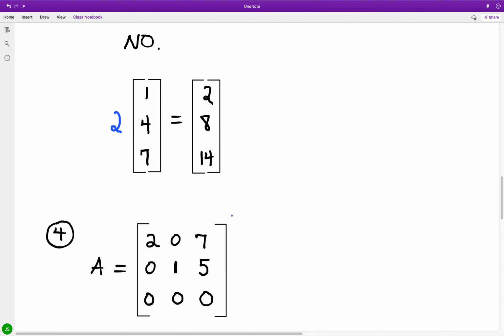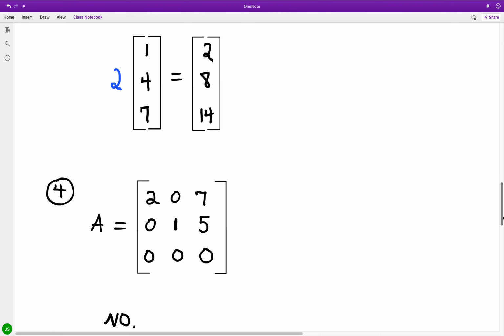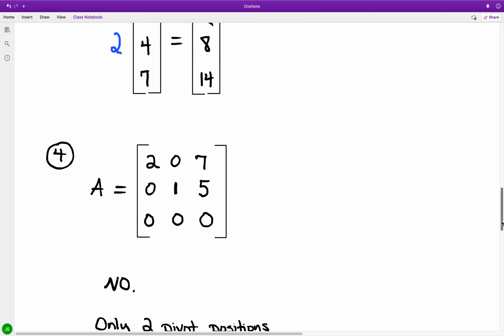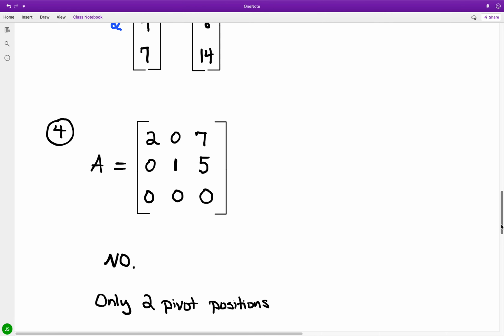But again, we have a 3 by 3 matrix, and we need 3 pivot positions. For the first column, we have 2 in the pivot position. In the next column, we have 1 in the pivot position. However, in the case of the third column, we have a 0 at the bottom, so we are missing a pivot element. So in this case, A does not have an inverse, because there are only 2 pivot positions where 3 are needed.